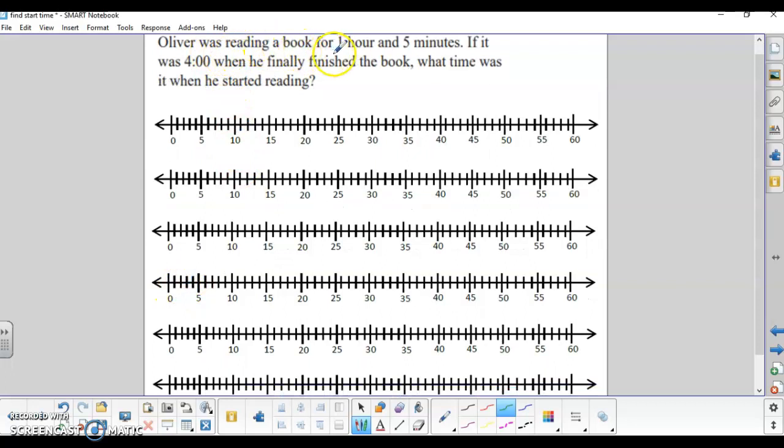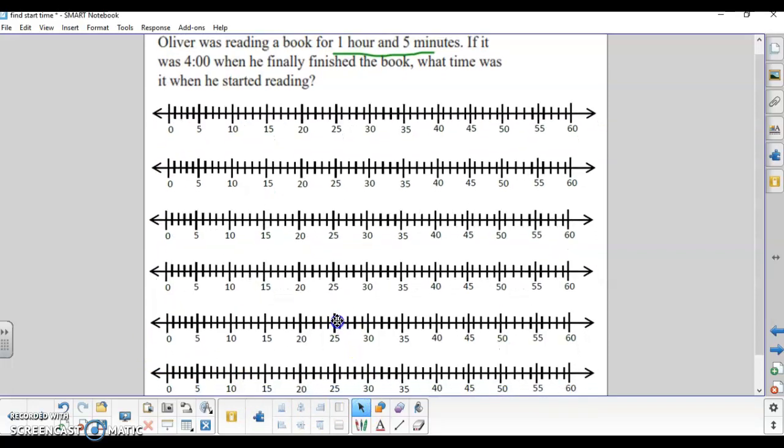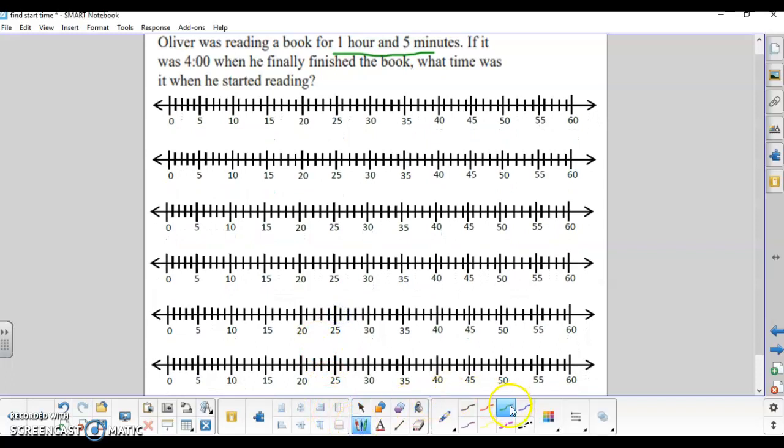Oliver was reading a book for 1 hour and 5 minutes. If it was 4 o'clock when he finished the book, what time was it when he started reading? So we're trying to find the start time. It gives us the end time. Since it gives us an end time, we're going to label our number line at the bottom. We need to label it at 4 o'clock, 3, 2, 1, 12, 11.